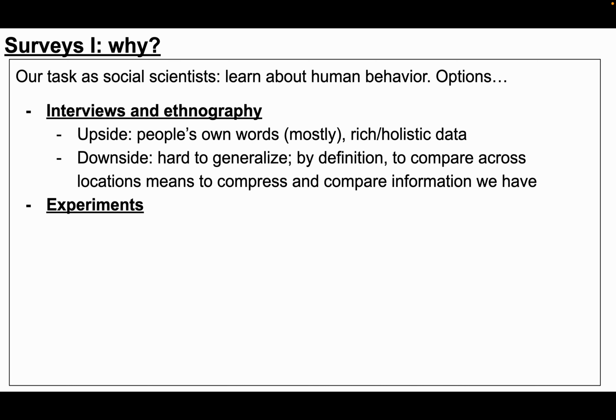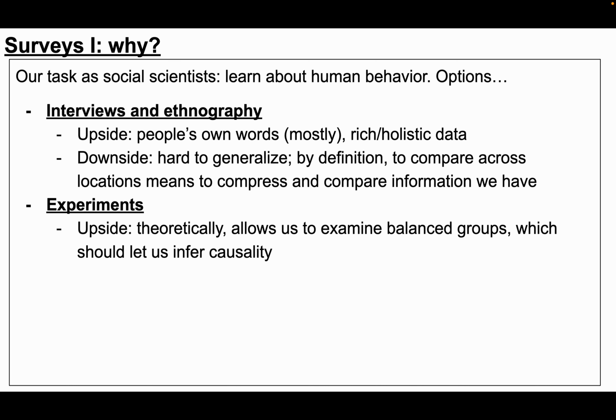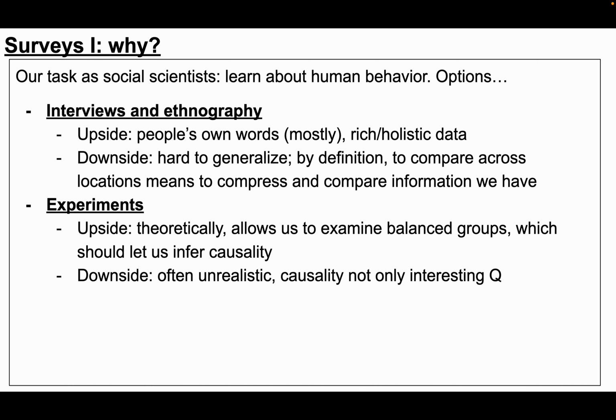Another option would be an experiment. The upside of these is that they allow us to examine balanced groups, which can let us infer causality. This is going to the opposite extreme of an ethnography, where instead of just observing things more or less as they are, we're saying, let's actually set up the world just the way that we would want and see what happens. The downside is that this is often unrealistic, and causality is not the only interesting question. Sometimes we might just care about associations between two things, so not worrying about whether your education actually causes a higher income, but just whether or not these are associated. And then finally, we've got the option of surveys.